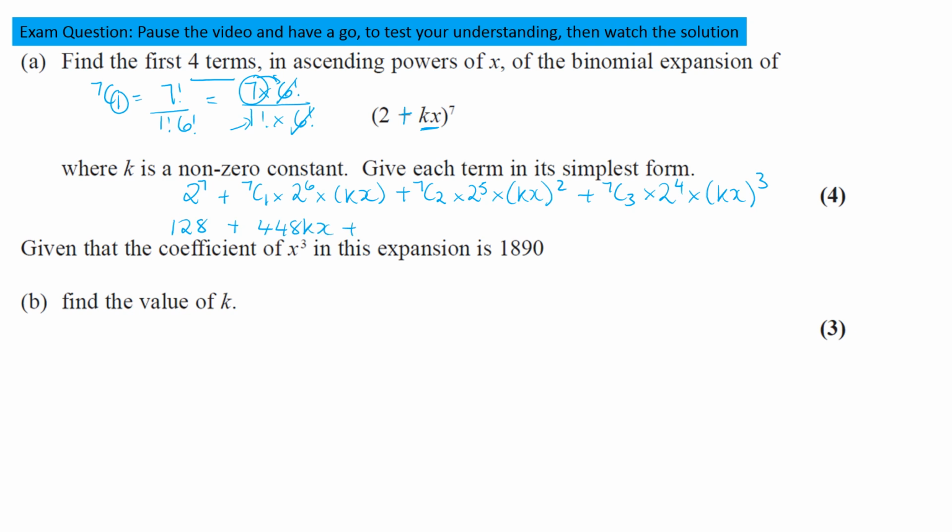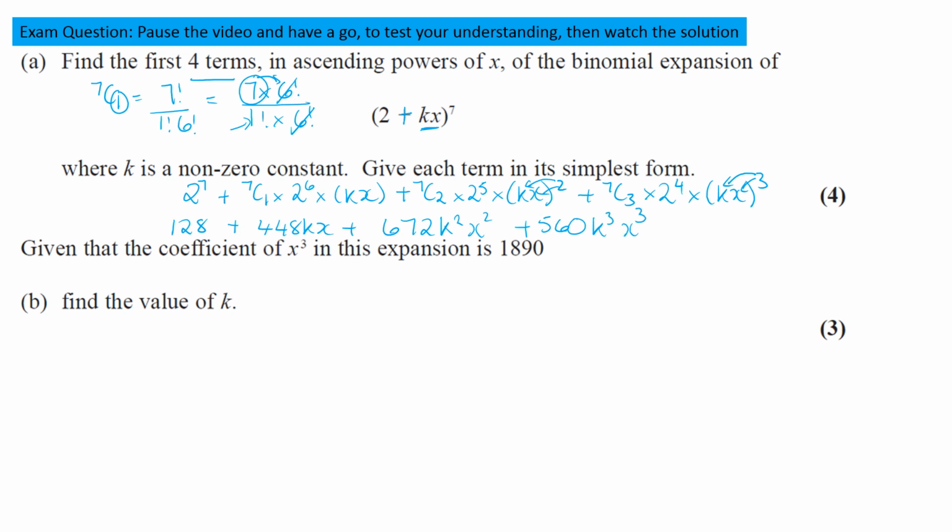7C2 on your calculator is going to be 21, 2 to the 5 is 32, and 21 times 32 is 672, and then you have to remember, this is why we use the brackets, to square the k and the x, so that will be k squared x squared. Then the last term, 7C3 on your calculator is 35, 2 to the 4 is 16, 35 times 16 is 560, and then always remember you've got to cube the k as well, so that's k cubed x cubed.